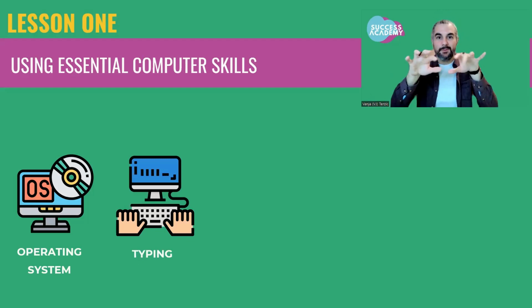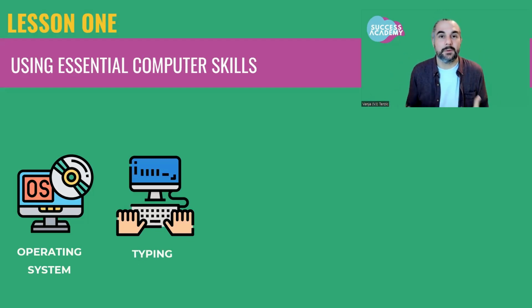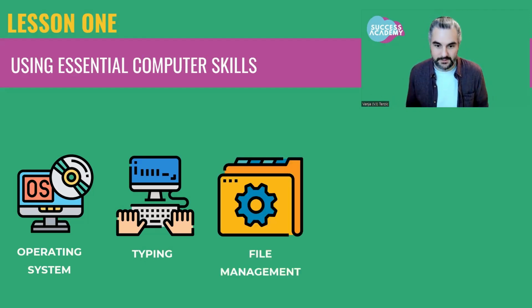Number two is typing skills. You've got to be able to type, navigate the mouse, and type in a way that's efficient. There are some good typing tests that I'll show you in a little bit in this lesson, but typing is a key part of using essential computer skills.